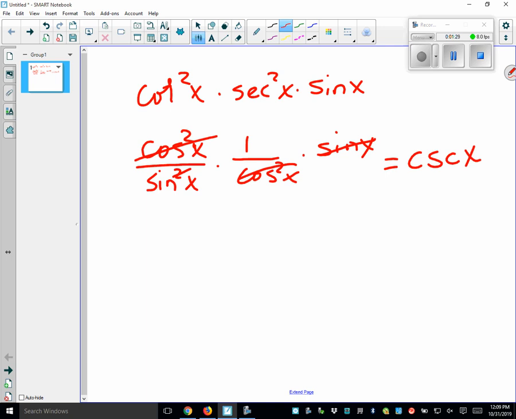So if it was something like 1 over sine, you just multiply by sine to cancel out the sine on the bottom and put the sine on top to make it sine. Mm-hmm. Okay.